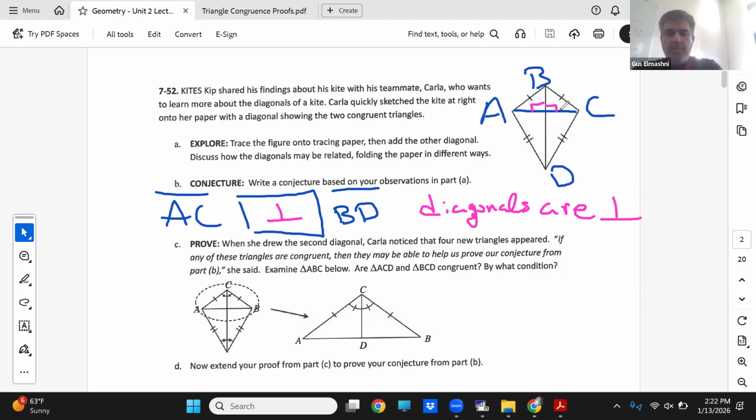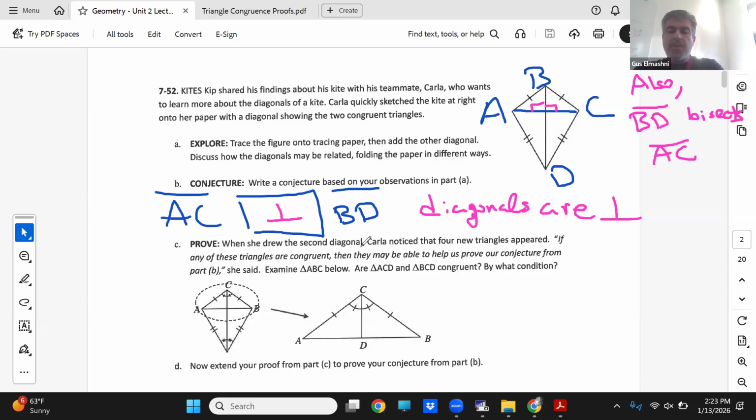Also, it seems that BD bisects AC. So AC gets cut in half. We're going to prove it actually. We're going to do it right now. Yes, we're going to prove it right now. So we're going to do a proof here.